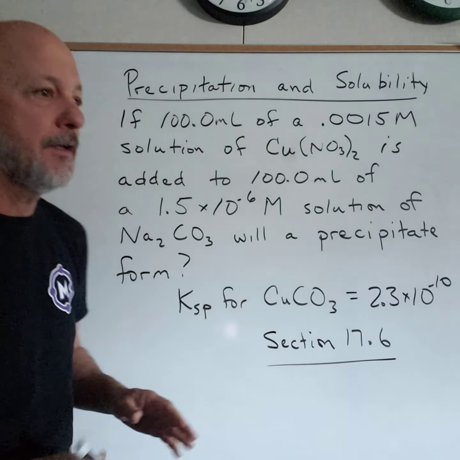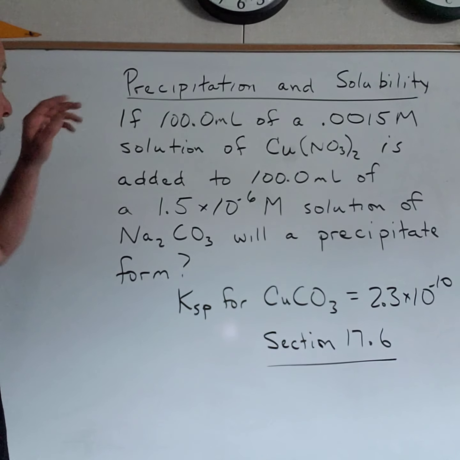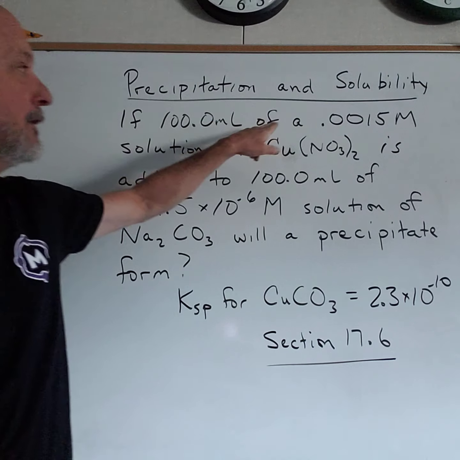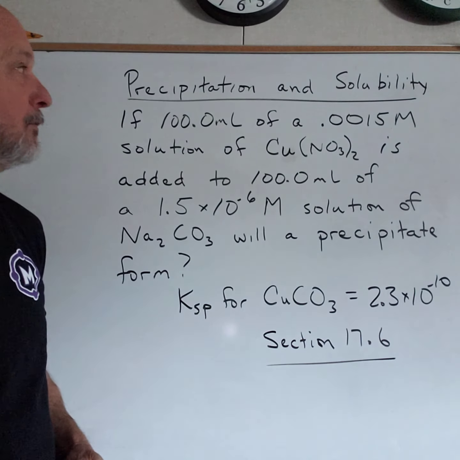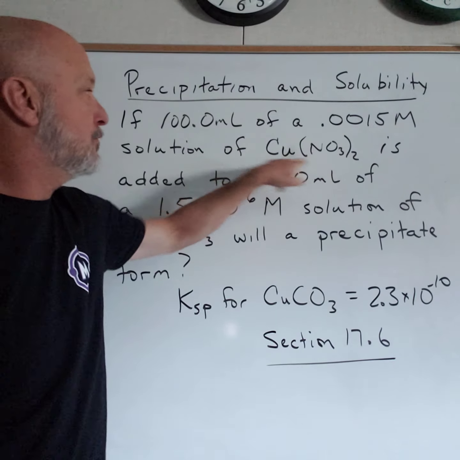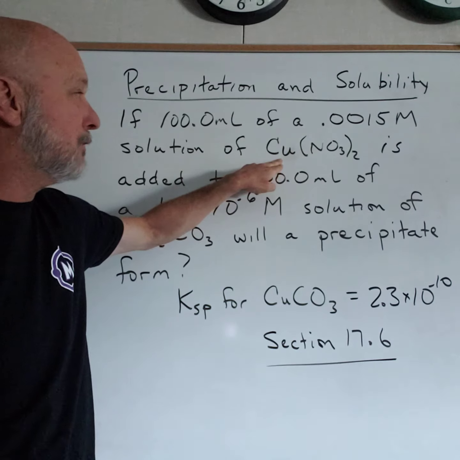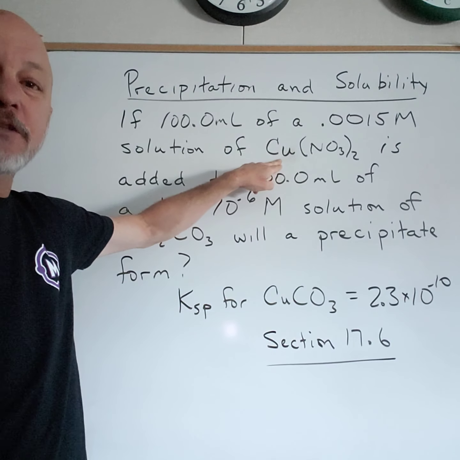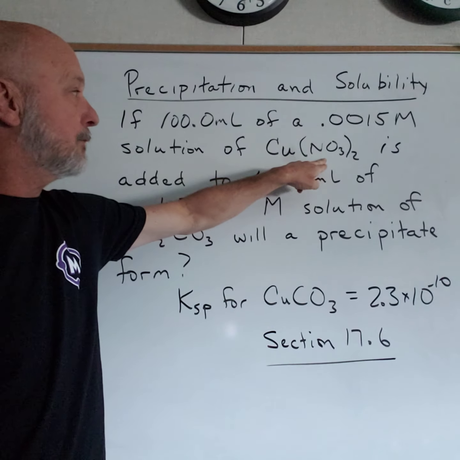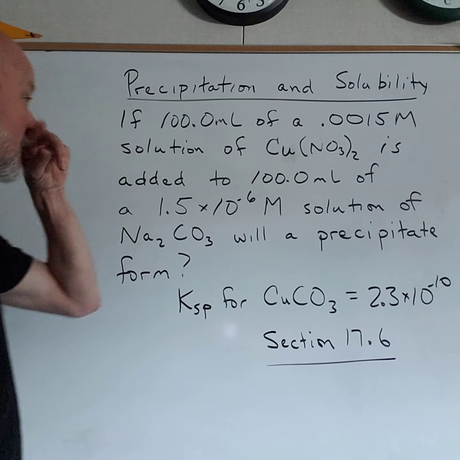So here's my problem, and you can pause the video to copy this down. I'm going to take 100 milliliters of a 0.0015 molar solution of copper 2 nitrate. I'm choosing copper 2 nitrate because nitrate's always soluble, right? So the copper 2 ion can form precipitates with certain things, but since it's with nitrate, it will be soluble. So this is a completely soluble compound.